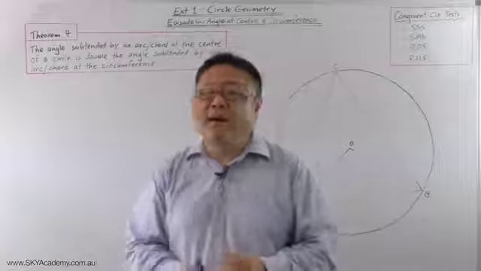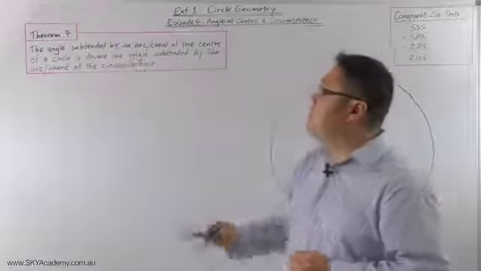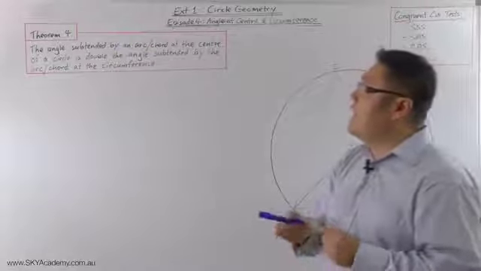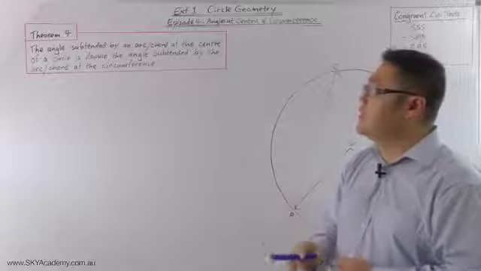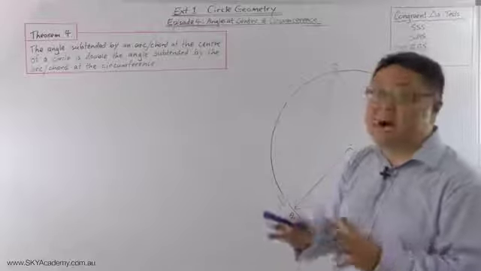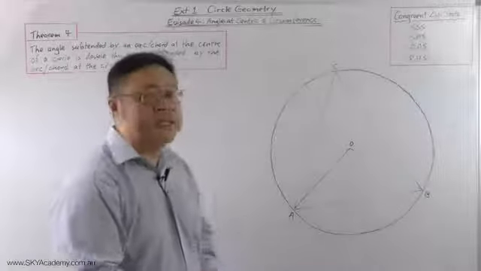Now we're moving on to the next theorem that we're going to be looking at, and that's Theorem 4, which says that the angle subtended by an arc or a chord at the center of a circle is double the angle subtended by the same arc or chord at the circumference of a circle.